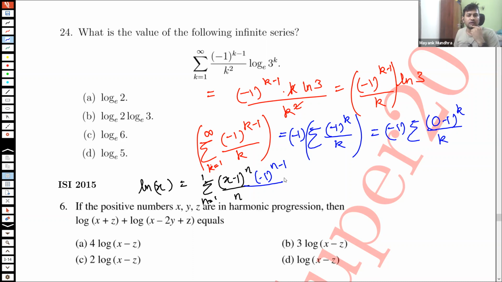Now, if you substitute x equals 2 here, you see that this becomes just the summation of minus 1 to the power n minus 1 upon n, for x equals 2. So log 2 is the expansion of this part. So this is just log 2. So the final answer becomes log 2 into log 3. So that is this one.